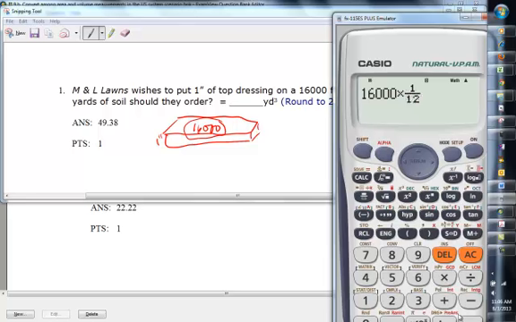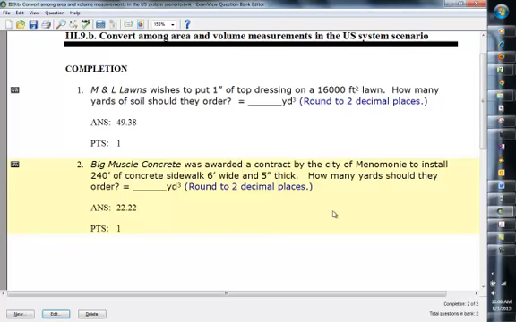It's 1/12 of a foot, and we get 4,000 over 3 cubic feet. We have to divide that by 27 because there's 27 cubic feet in a cubic yard, and we come up with 49.38 cubic yards, which would be about 6 to 8 truckloads, which makes sense.